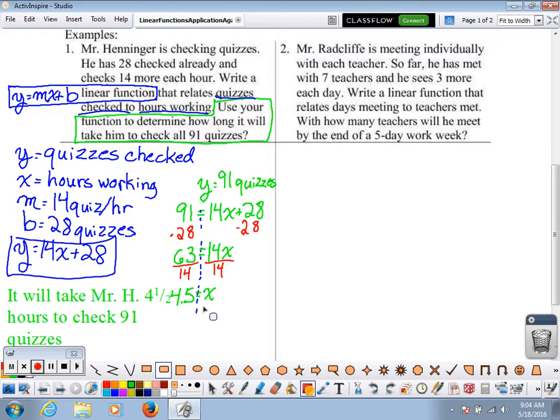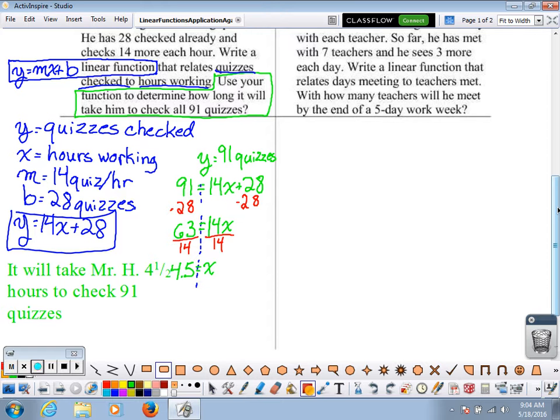Now, ask yourself, does that seem reasonable? Okay, I have 91 quizzes to check. Say it's a quiz, so say there's 10 questions. Does it sound reasonable that it's going to take me 4.5 hours to get them all done? Probably. Got news for you guys, actually, it probably takes me longer than that to check all the quizzes. But it's a reasonable answer.